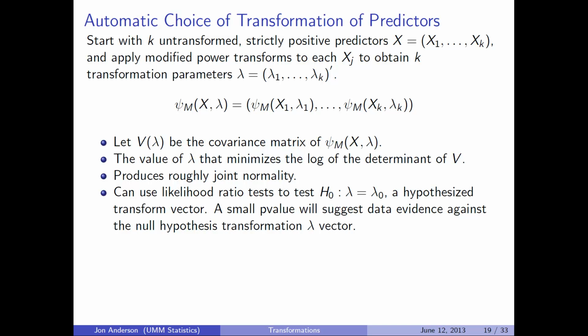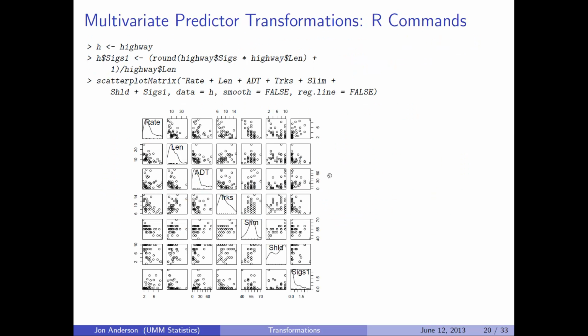And so there are techniques within the R software system that we can use to find what transformation vector lambda is the best one, and we can also test whether that transformation vector lambda is significantly different than some hypothesized vector lambda naught. And we'll be able to tell whether we have data evidence against such a hypothesis. Here would be an example.